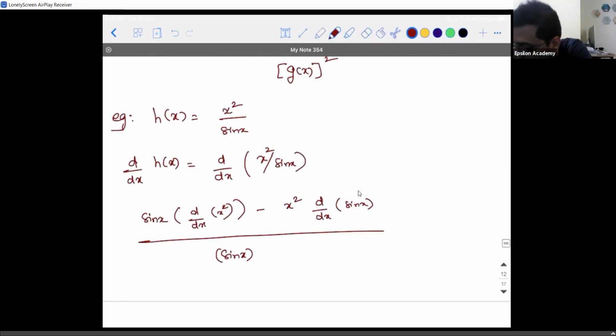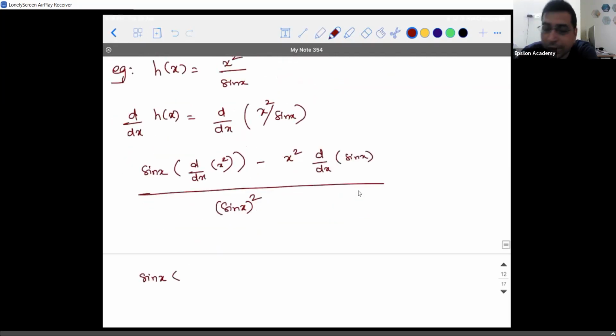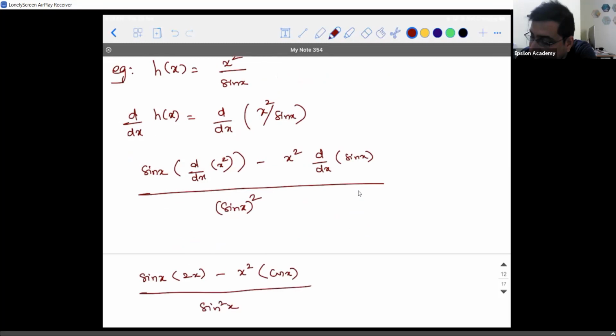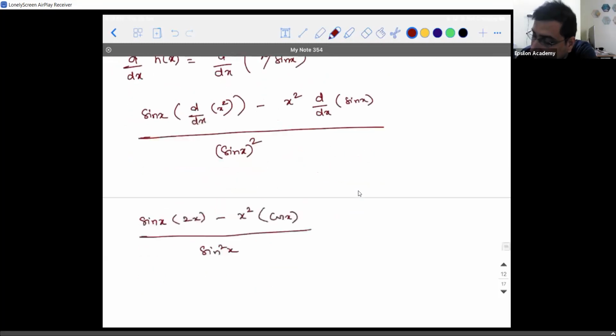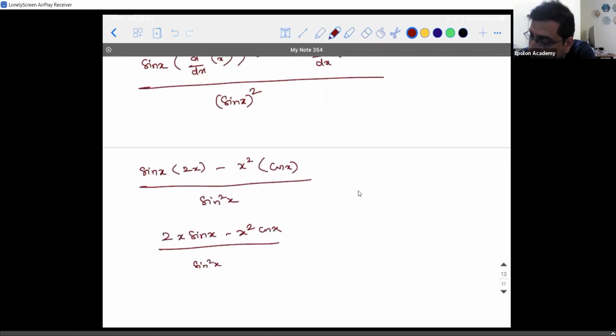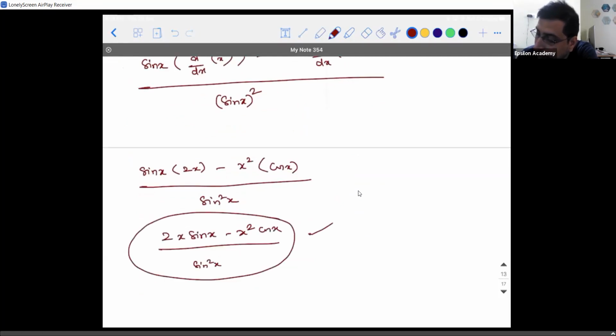Clear? So it is going to be sin x into derivative of x square, which is 2x, minus x square into derivative of sin x, which will be cos x, divided by sin square x. So the answer will be 2x sin x minus x square cos x divided by sin square x. This is the required answer. That's it.